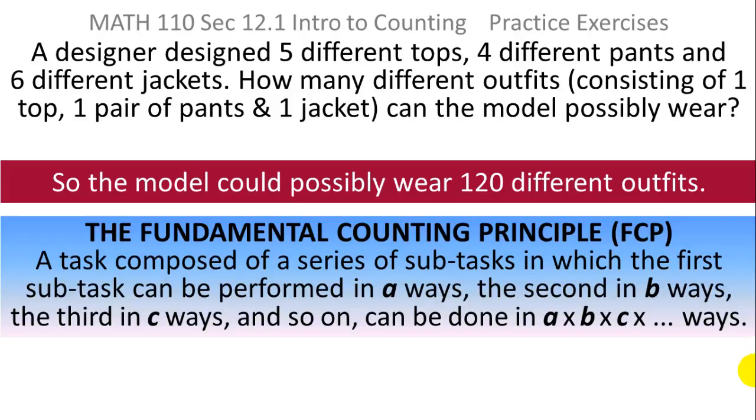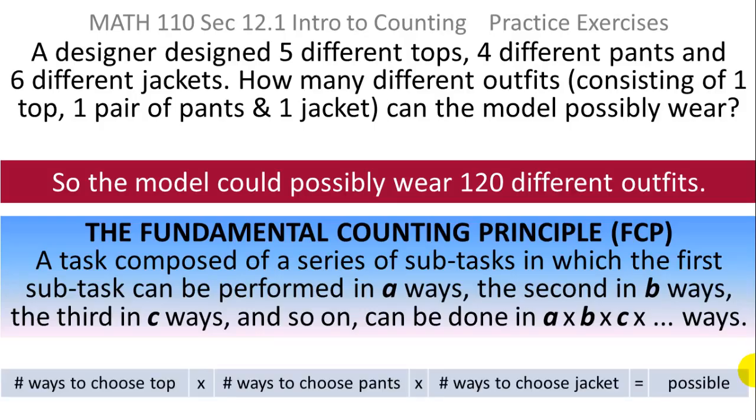Remember, the fundamental counting principle that we covered already says that a task composed of a series of subtasks in which the first subtask can be performed in A ways, the second subtask in B ways, the third subtask in C ways, and so on, can be done by multiplying the number of ways each of those subtasks can be done all together. And that's what I would suggest here.